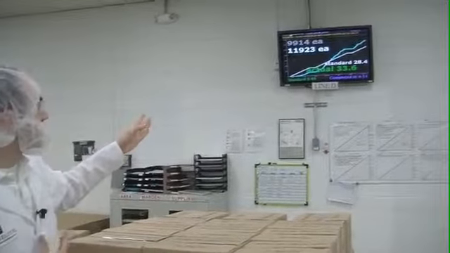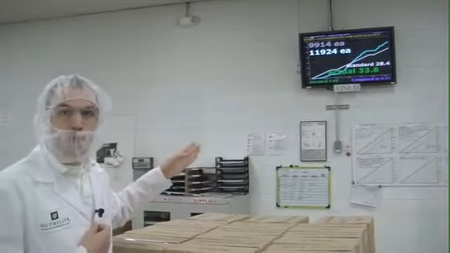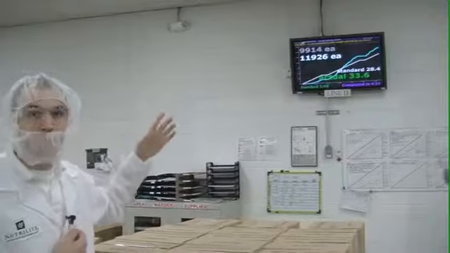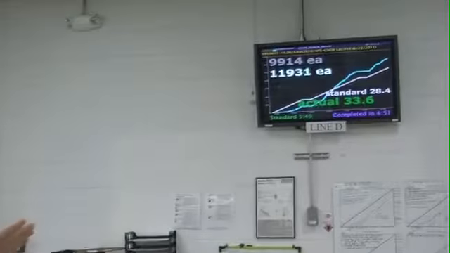That's the actual rate at which the line is currently running. You could see when they started this order that they started it a little slow, but they eventually made it up and now they have far surpassed the standard line.